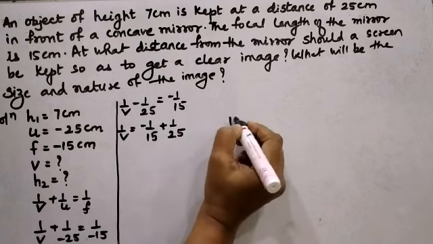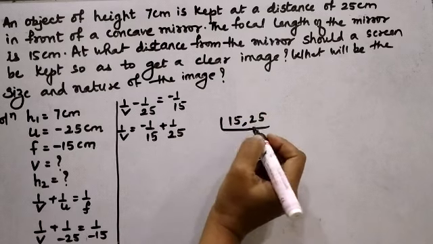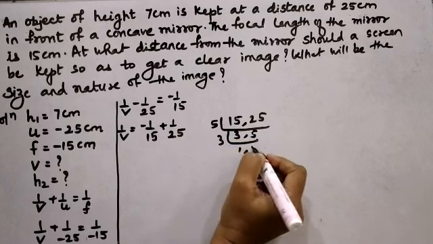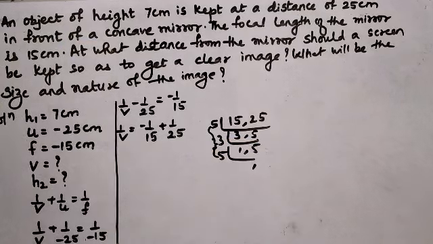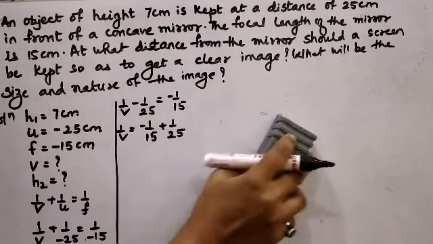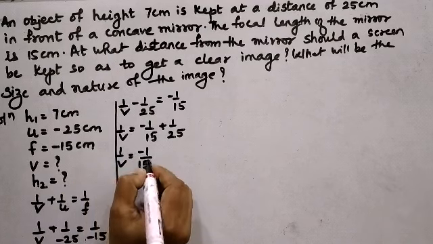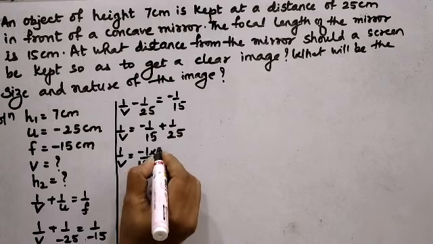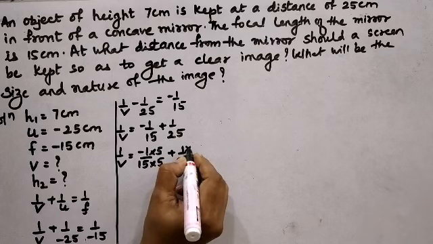It's a fraction, so I will use the LCM method. I'll find out the LCM of 15 and 25. So 5 3s are 15 and 5 5s are 25. 3 1s are 3 and 5 1s are 5. So LCM is 5 3s are 15 and 15 5s are 75. So LCM is equal to 75. So 1 upon v is equal to minus 1 upon 15. In order to make the denominator 75, 15 5s are 75, so numerator also will be multiplied by 5, plus 1 upon 25. 25 3s is 75, into 3.